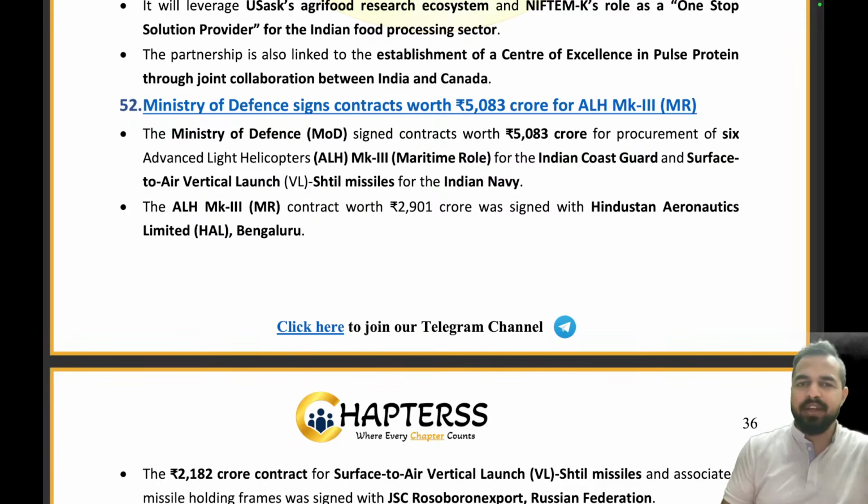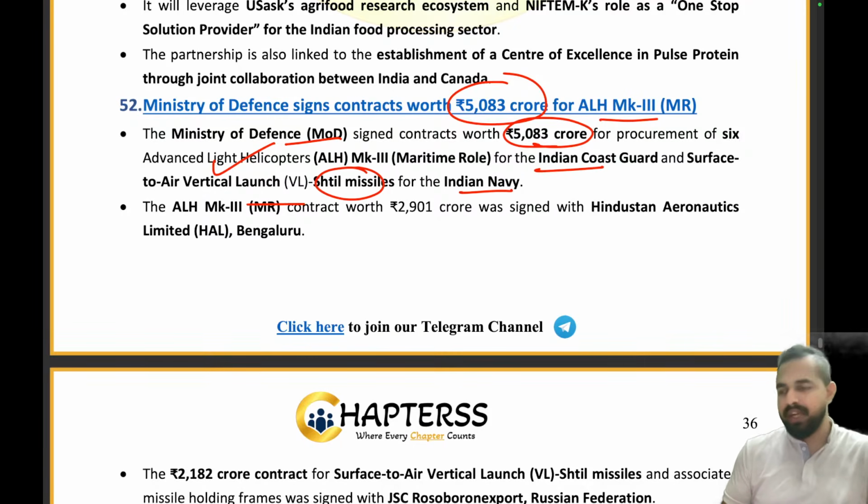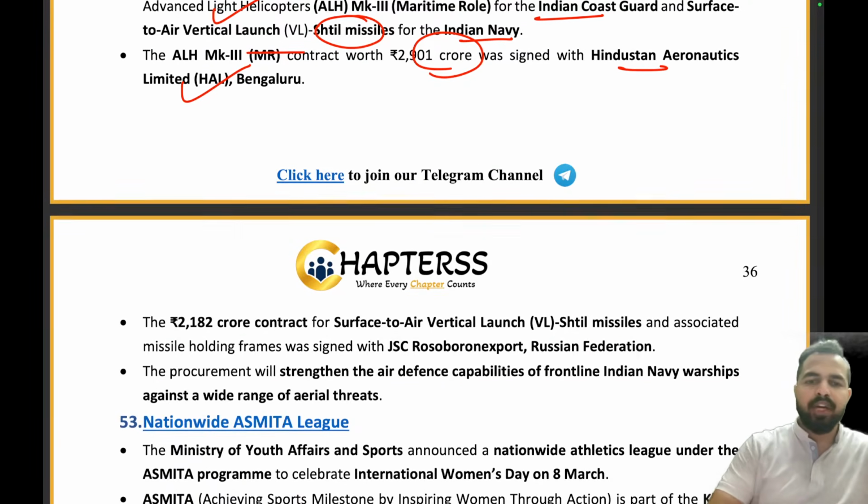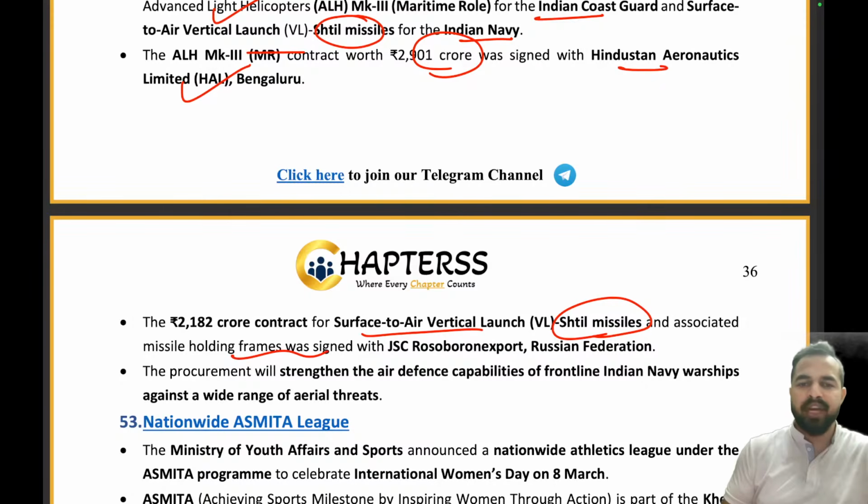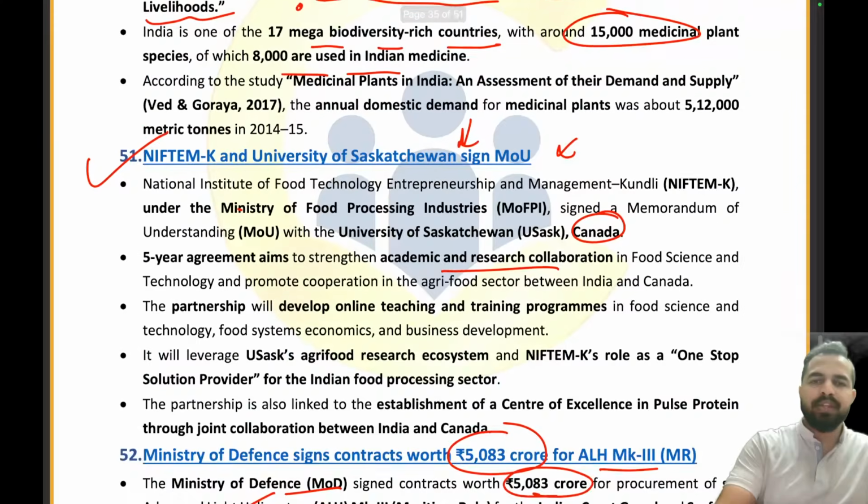So the Ministry of Defence has signed a contract worth 5,083 crore for the ALH Mk III maritime role. Basically, the Ministry of Defence has signed a contract worth 5,083 crores for the procurement of 6 advanced light helicopters for the Indian Coast Guard and surface-to-air vertical launch Still missiles for the Indian Navy. The contract worth 2,901 crore was signed with Hindustan Aeronautics Limited, Bengaluru. A 2,182 crore contract for surface-to-air vertical launch of Still missiles and associated missile holding frames was signed with JSC Rosoboronexport, Russian Federation. Clear everyone? Let's try to answer these questions.